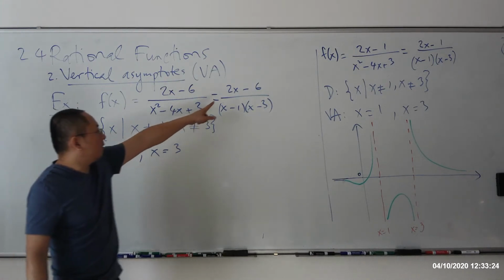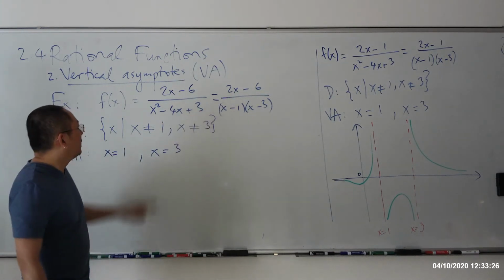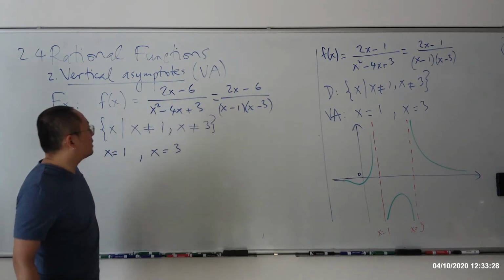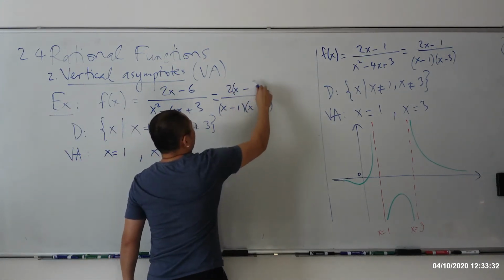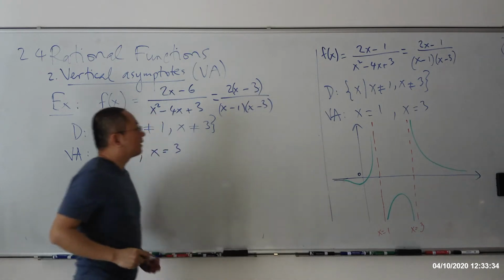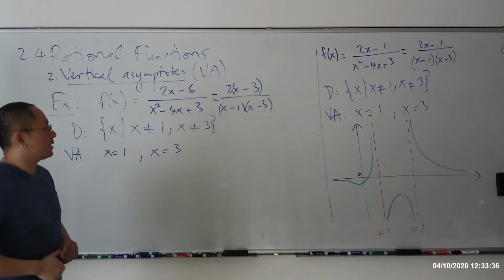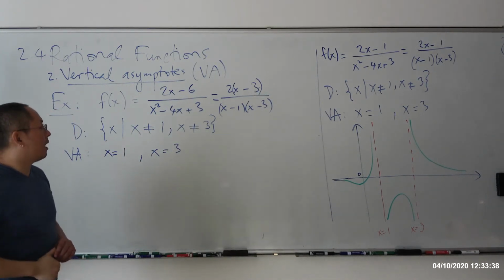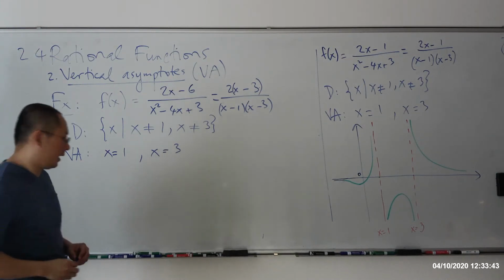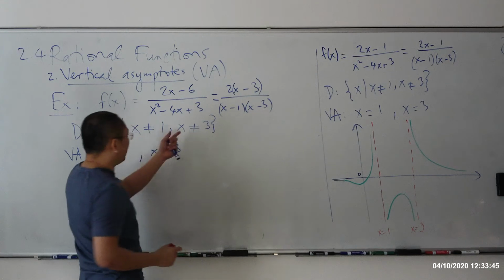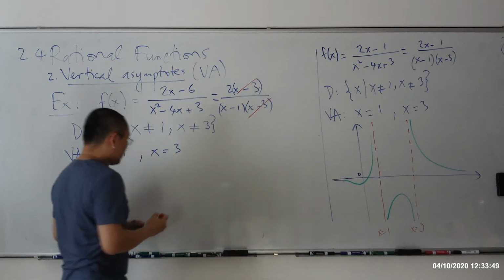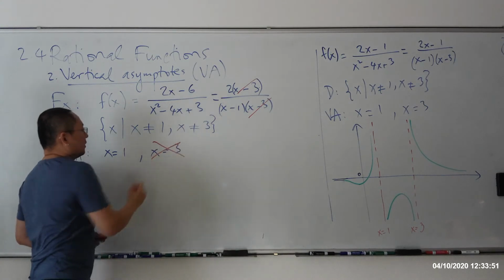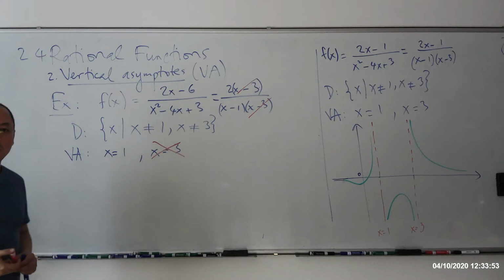What if you factor out the numerator as well? 2x minus 6, factor out a 2, you get 2 times x minus 3. Do you see something special about this example? We have a common factor between the numerator and denominator, which is x minus 3. It's going to be canceled out for the vertical asymptote. The domain stays the same, okay? We don't cancel out for the domain. So actually here, you only have one vertical asymptote, which is x equals 1.